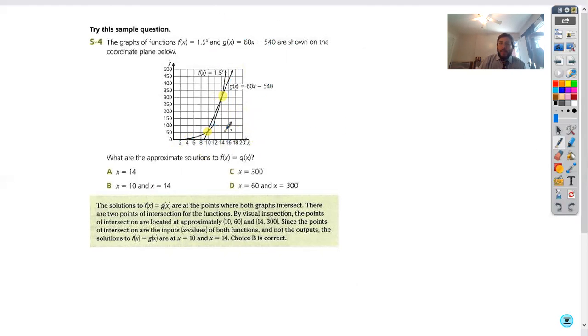So remember that the answer to these problems here are the x values. So if we draw a line straight down from where they intersect, we see that one of them is x equals 10. And then if we take a look at the second place where they intersect and draw a line straight down, we see that x is equal to 14. So our answers here, choice B, 10 and 14. Notice how they did put other answers, right? So like this one here looks like it crosses at about 60 on the y-axis and 300 on the y-axis, right? But remember that we're looking for the x values where these two functions intersect.